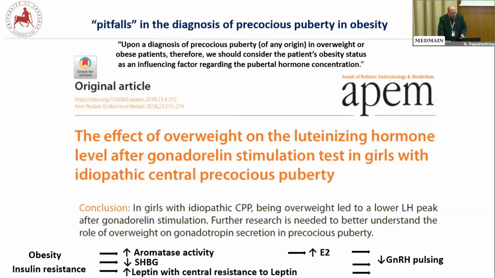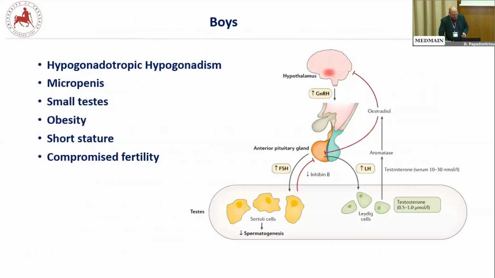And there are pitfalls also in the diagnosis of precocious puberty in obesity, because in obesity we have increased aromatase activity, low SHBG, increased leptin with central resistance to leptin, all these leading to increased estradiol and lowering of the GnRH pulsing. And we have problems in diagnosing precocious puberty in the laboratory in terms of measuring the basal levels of the LH. But in boys, we have a bigger problem.